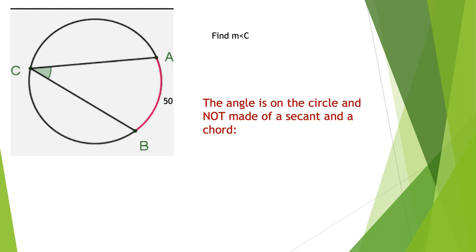Okay, so the angle is on the circle. It's not made up of a secant and a chord. So that means that the angle is half the arc. Half of 50 is 25.